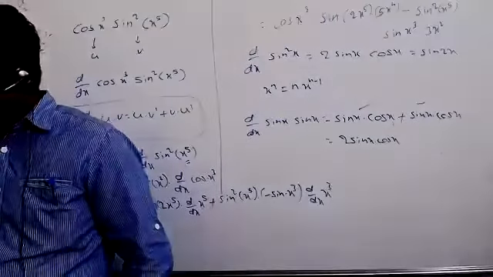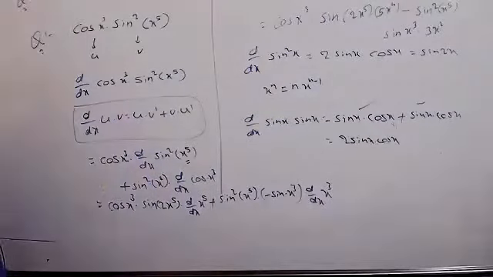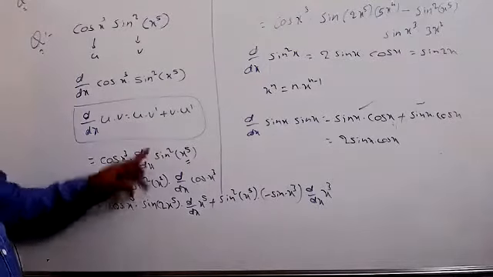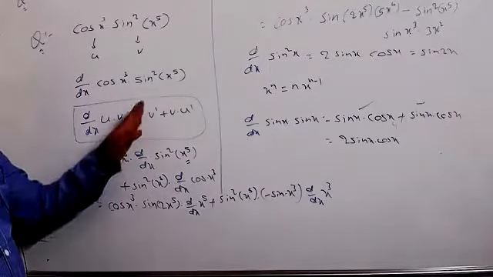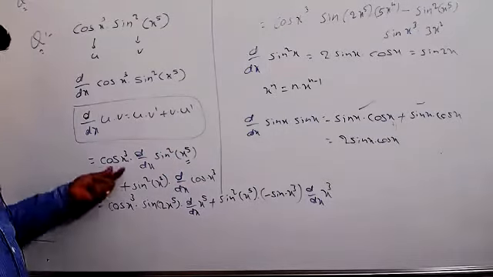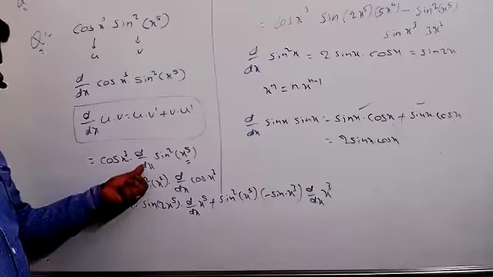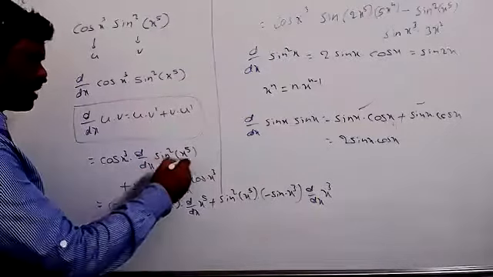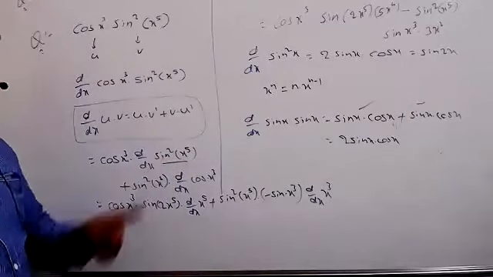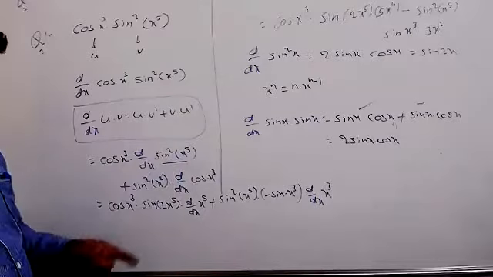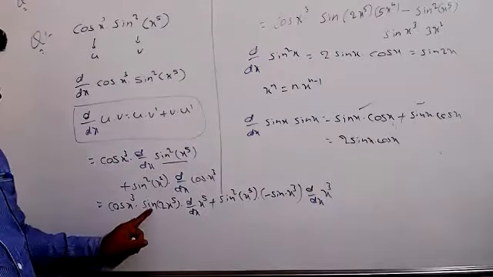Yes, listen one more time now. U into the differentiation of V plus V into the differentiation of U. We are taking as it is here, just to apply the formula. Now U is cos x cube, into the differentiation of sin square x. This entire thing you can take here now, it's like sin square x only. What is the formula we have? Sin 2x. That's why I'm taking sin 2x here now.